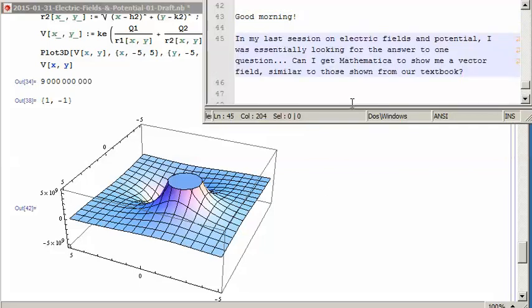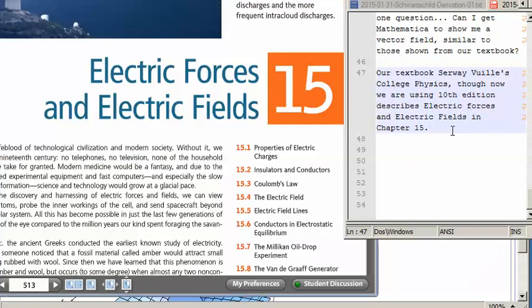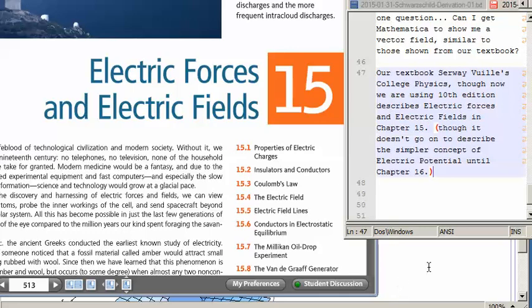In my last session on electric fields and potential, I was essentially looking for the answer to one question. Can I get Mathematica to show me a vector field similar to those shown in our textbook? Our textbook, Sir Wave Wheel's College Physics, though now we are using the 10th edition, describes electric forces and electric fields in Chapter 15, though it doesn't go on to describe the simpler concept of electric potential until Chapter 16.